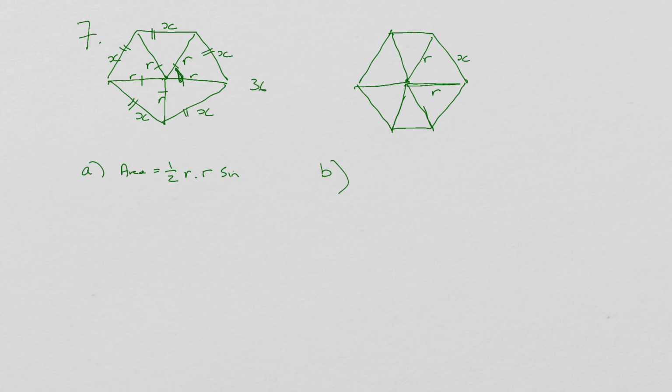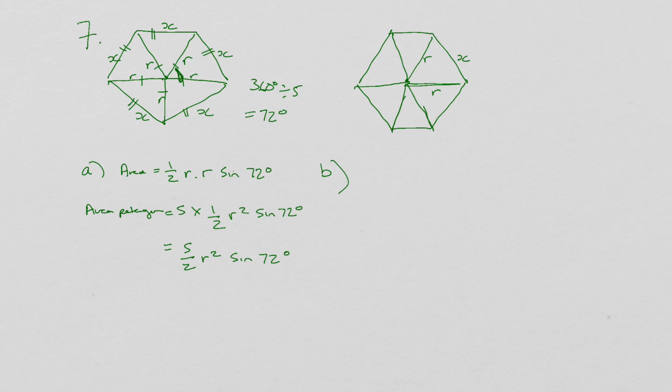That's going to be 360 degrees divided by 5, so that's 72 degrees. So that's going to be sine of 72 degrees. And the area of the entire pentagon is going to be 5 times that, sine 72 degrees. So nice and easy, and that's 5 over 2 r squared sine 72, and you should have done that and had it in terms of r.